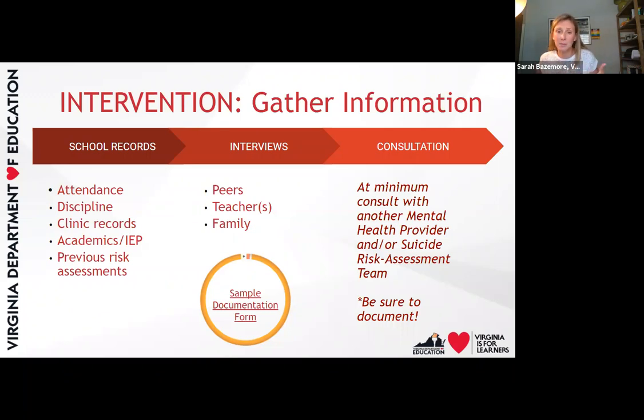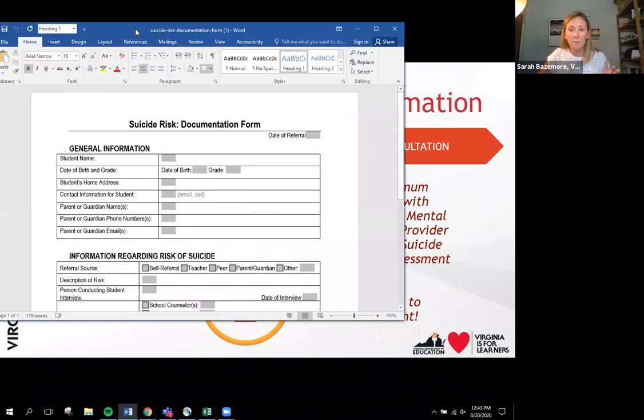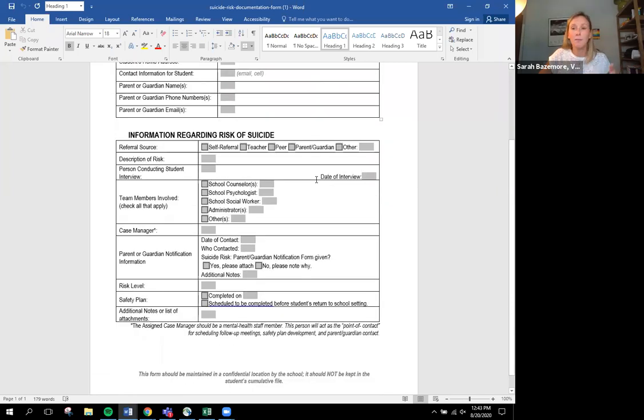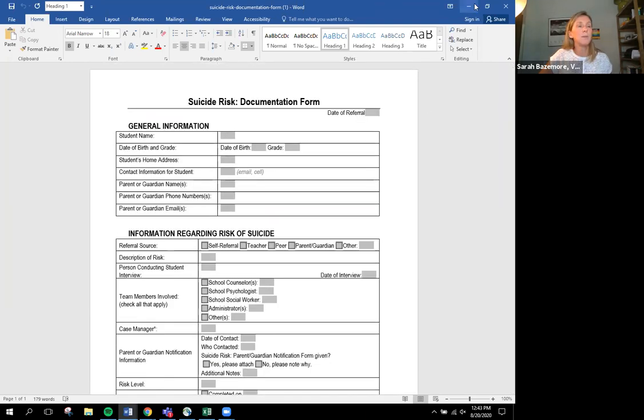And then that consultation piece. We said this at the beginning of the last module: this is not the responsibility of one individual. This should be a team approach where people come together to discuss everything that's been gathered and to determine that risk level as a team. It's not something that should be shouldered by just one individual. This is another sample form we've created that could be useful to your team. It's a documentation form where you're inputting all of that data that we've just talked about. Just wanted to bring your awareness to that as well.